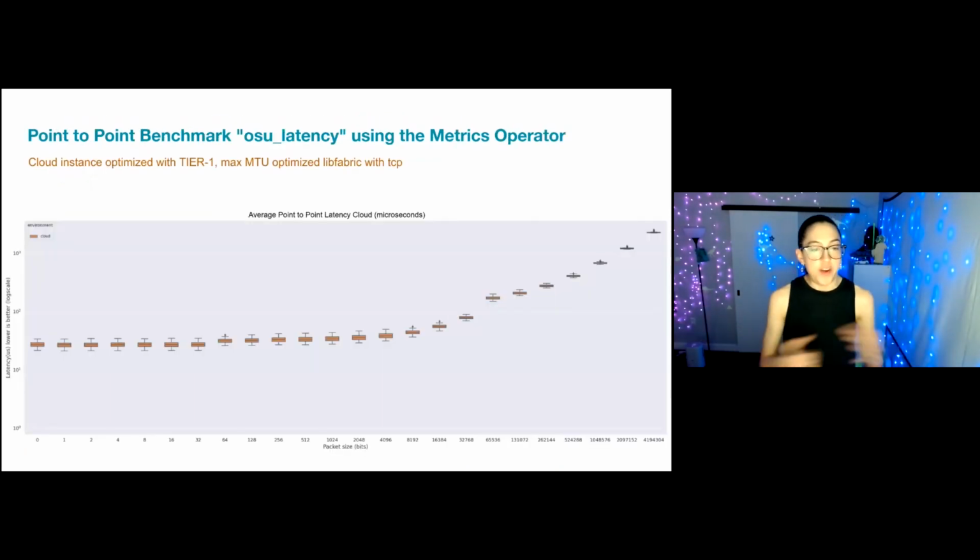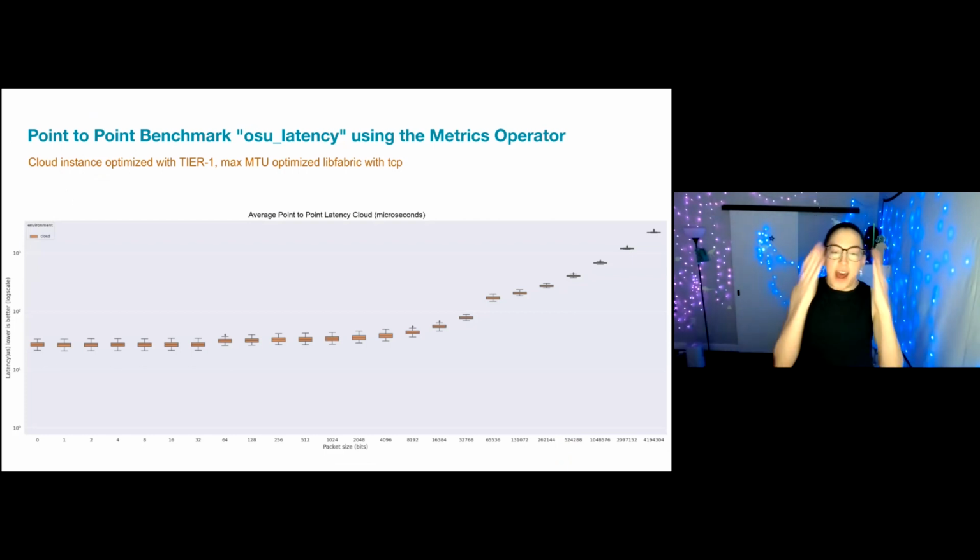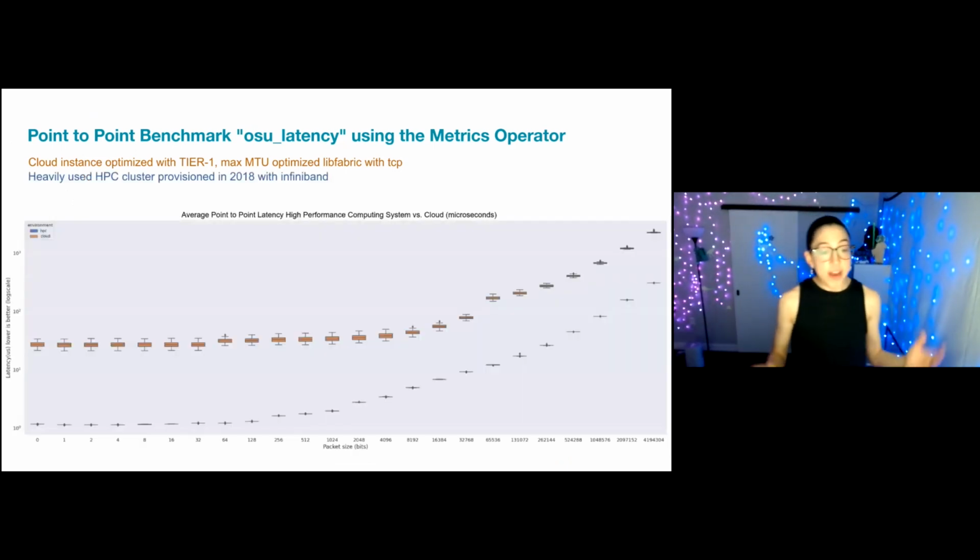Alrighty, so here we're looking at OSU latency. This is a point-to-point benchmark. On the cloud, we see latency in microseconds in log scale as a function of the packet size. And you're probably looking at this like, well, how do I know if this is any good? Well, we can compare it to HPC, which is orders of magnitude better, between 10 and 20 times, depending on where you are in this graph.